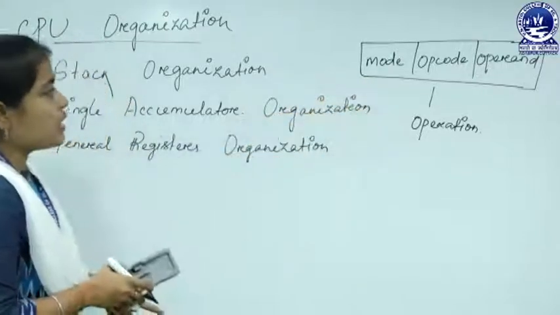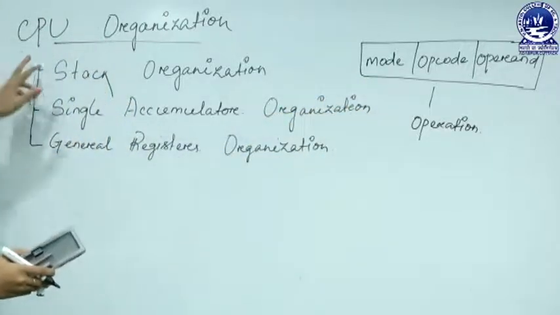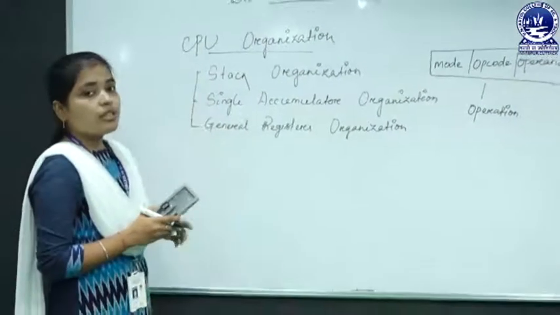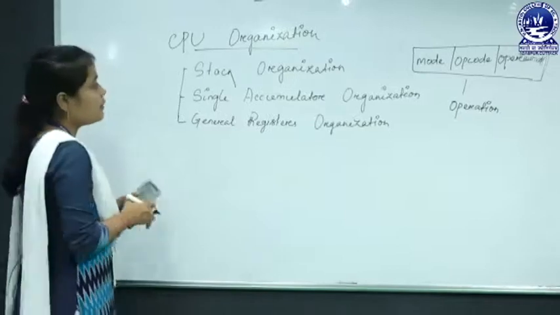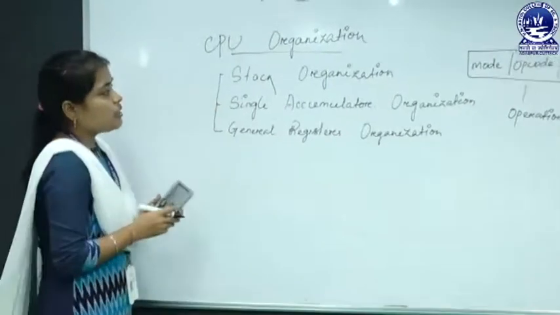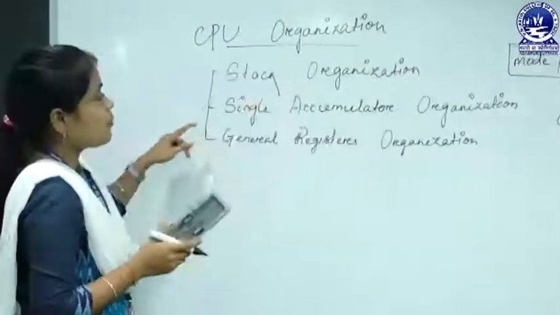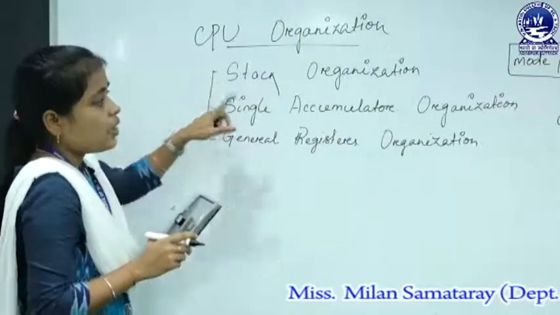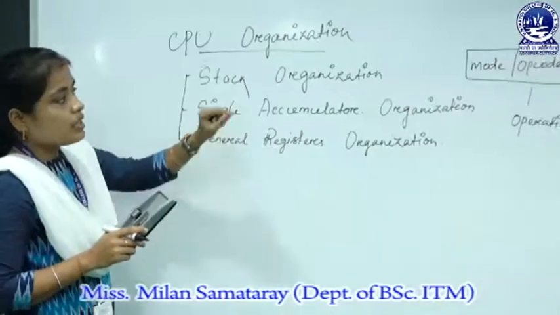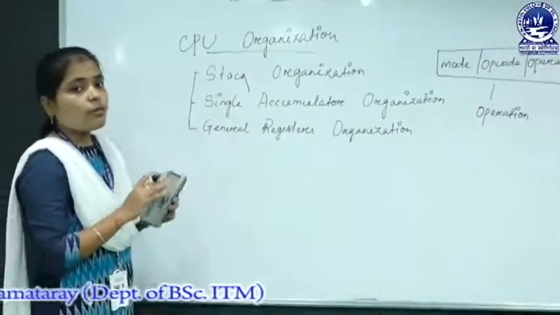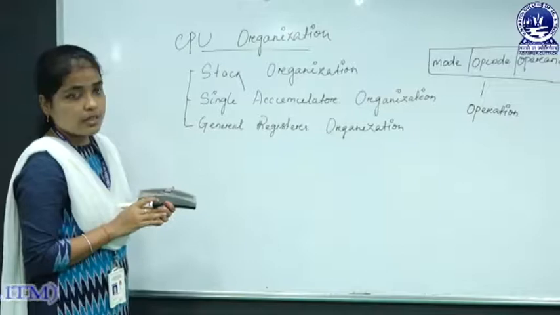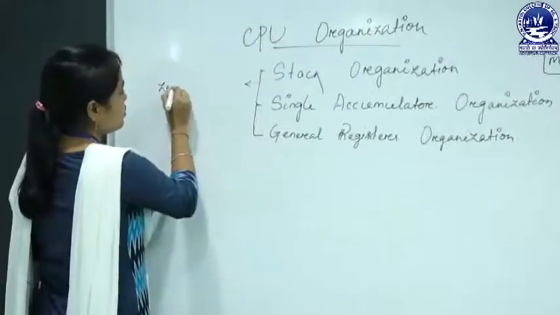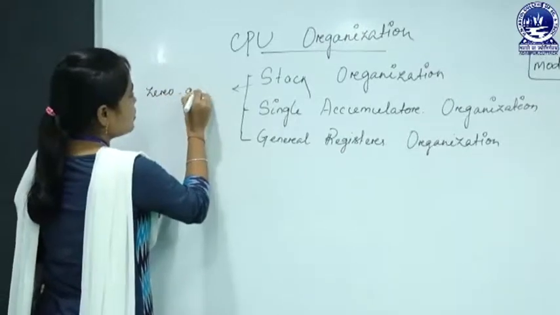But for today's class, we only have to understand the different types of CPU organization, and by using this, what are the instruction formats. Let us see. The first CPU organization is our stack organization. In the stack organization, we use this architecture, and the opcode is the same, but in the operand field we are not providing any type of address field there. So, basically stack organization is used to represent 0 address.